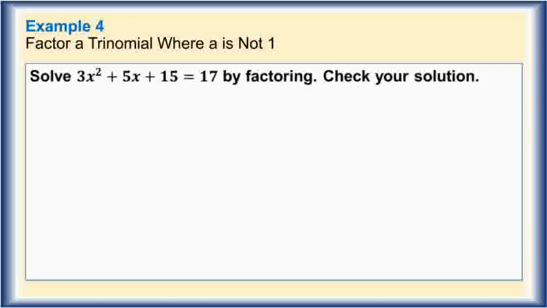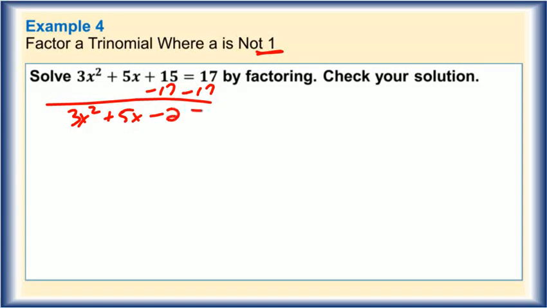Next, example 4. Solve 3x squared plus 5x plus 15 equals 17 by factoring. You'll notice that the leading coefficient is not 1 anymore. First, let's make this equal to 0. I have 3x squared plus 5x minus 2 equaling 0. If there's something I can factor out of all of them, I would. But here I can't factor anything, so I'm going to use the AC method.